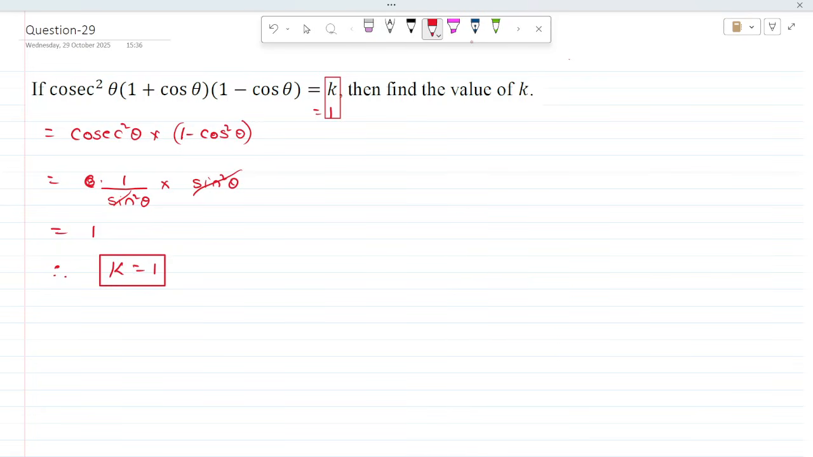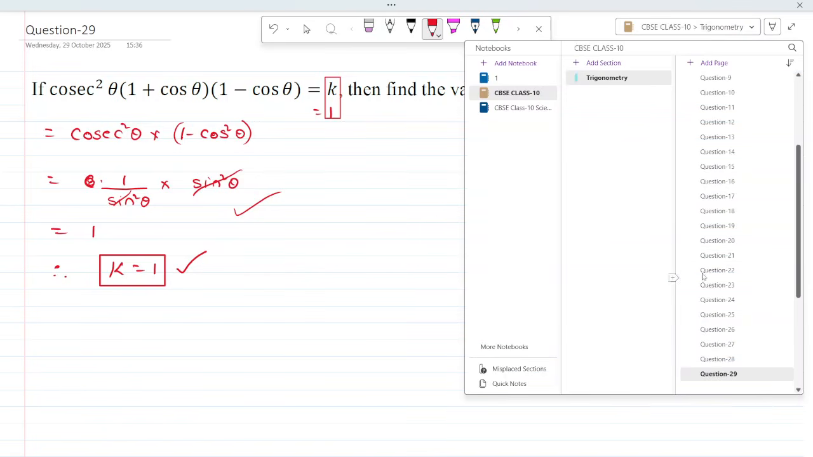Understand? First they will check your answer. If your answer is correct, they will get the impression that he might have done it correctly. They will check some intermediate step. If that is also correct, they will give the tick without checking further. Your final answer must be correct. Okay. Let's do the next.